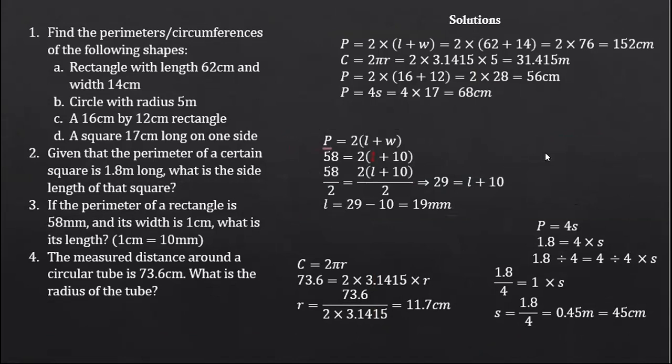Actually, I understand the whole number 1. When I reach number 2 here, with the 1.8 meters long, I'm getting confused. All right, so tell me at which point you're confused, Khadija. They say given that the perimeter of a certain square is 1.8 meters long, what is the side length of that square? All right, so just a minute. We will sort that out.